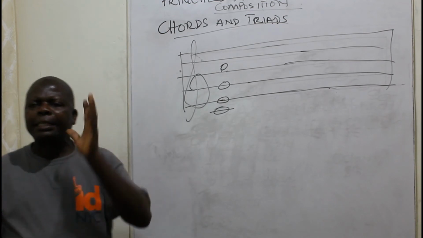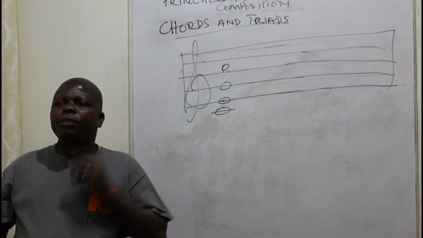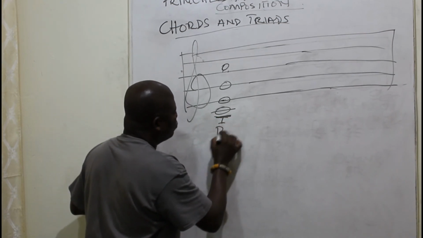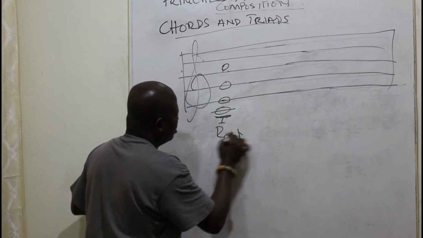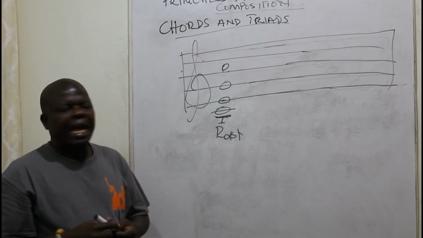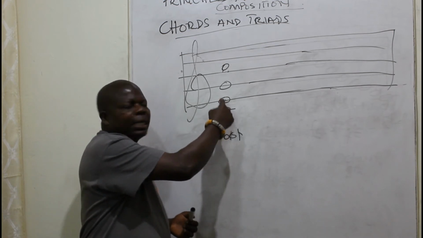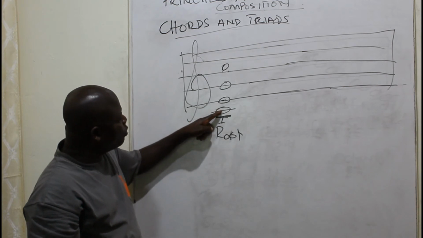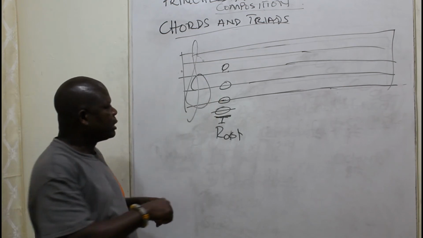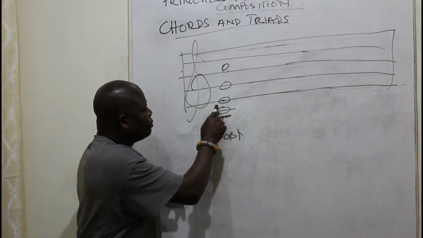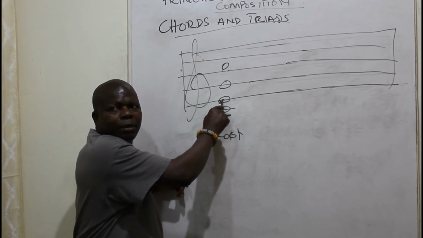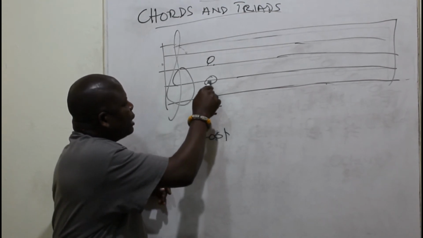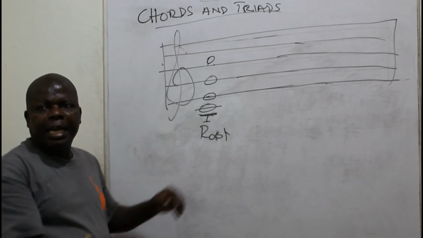It can be 3 notes, it can be 4. The first note is called the root. Then you have the second one, and then the third. From one note to the next note is a third. You count 1, 2, 3, so the middle one is a third. Then the next one, you move 1, 2, 3, and then you go to the fifth.